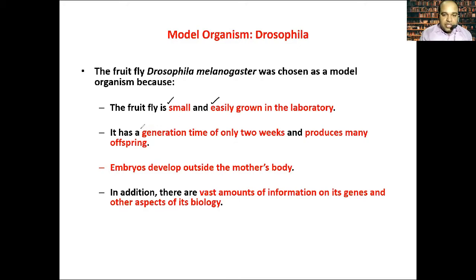It has a generation time of only 2 weeks and produces many offspring. So it has a very short generation time, and because of this, it has the ability to produce many offspring. That is why it has been considered one of the best model organisms. The embryo develops outside the mother's body. Okay, so the embryo always develops outside the mother's body, so that's an important thing.